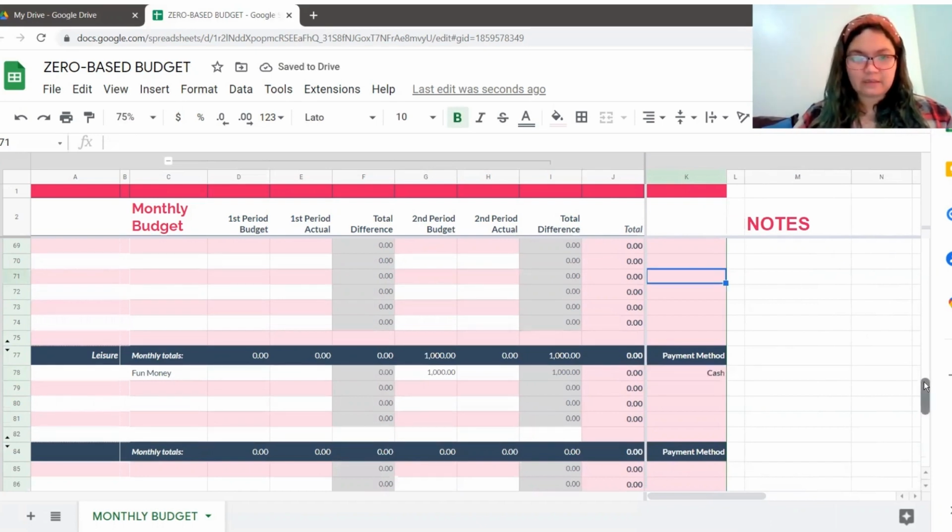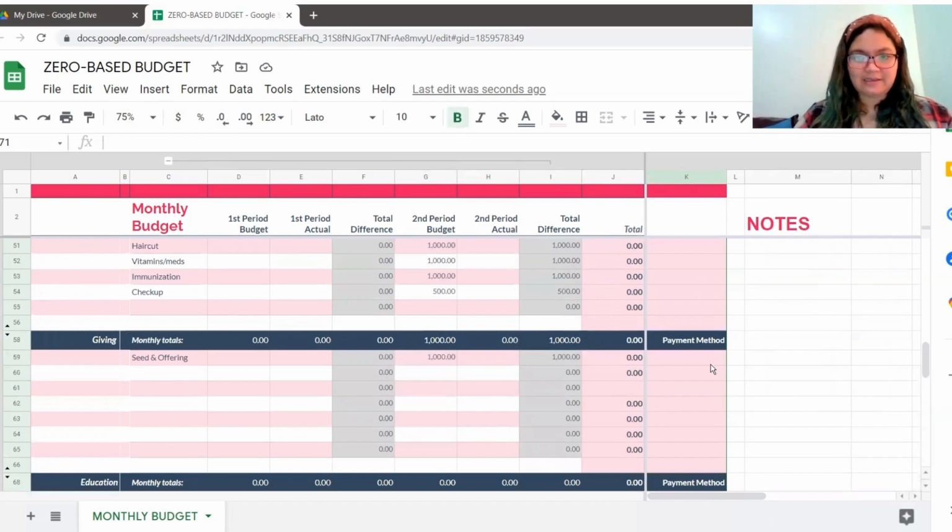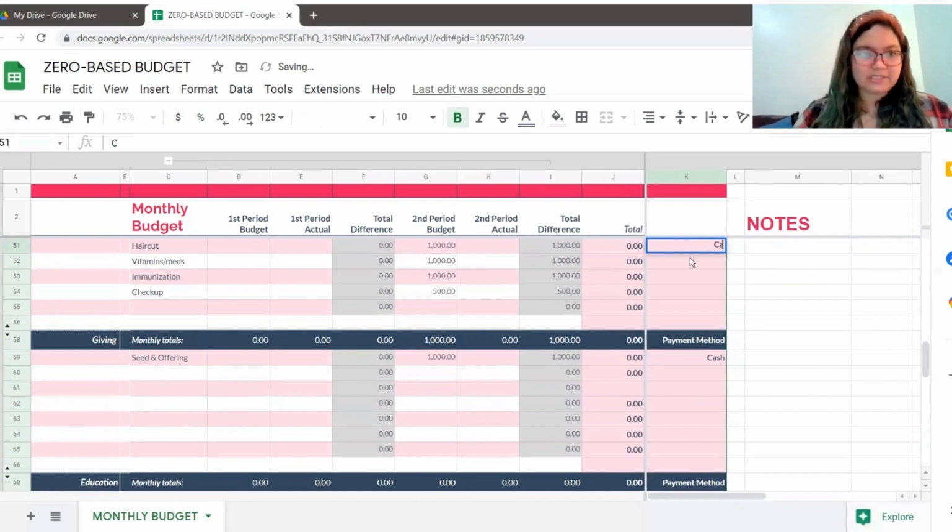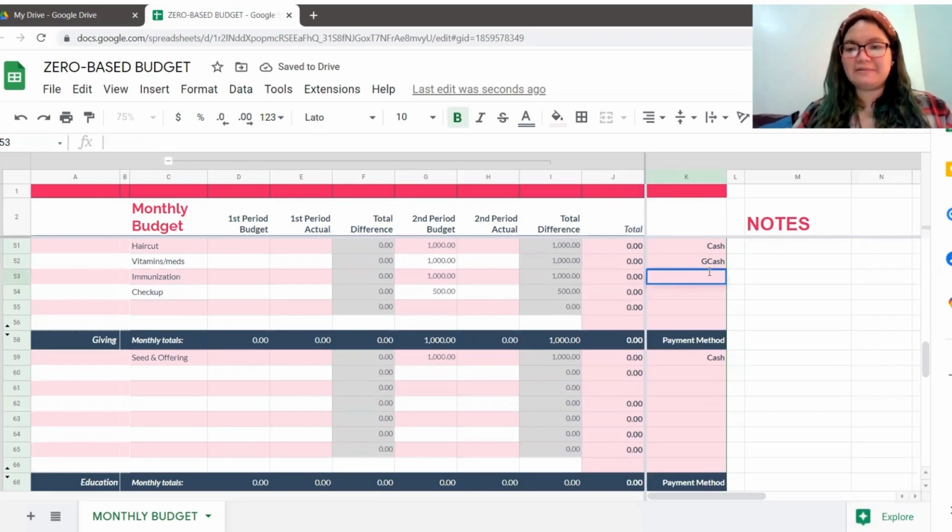And then, saan pa yun? Yung hindi natin nalagyan, kalimutan. Yan, so lagay ko dito cash. Okay. Haircut. So cash na lang din yan. Cash. Tapos, itong vitamins and meds. So GCash. Immunization. So usually pag doctor, cash talaga yan, no? Ewan ko lang ngayon. So meron din siguro silang means na electronic money. Okay, so, or electronic payment. Pero ilalagay ko lang muna dito, cash. Example lang naman ito. Ayan.